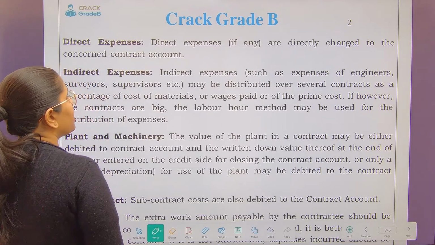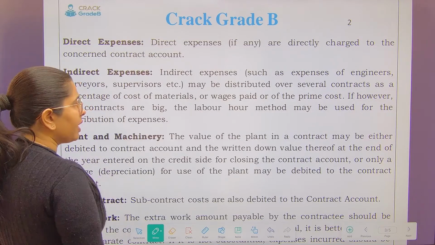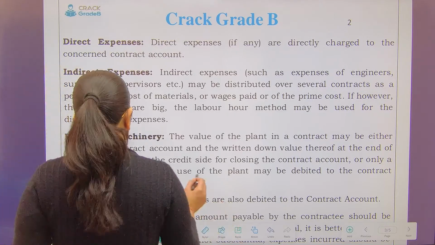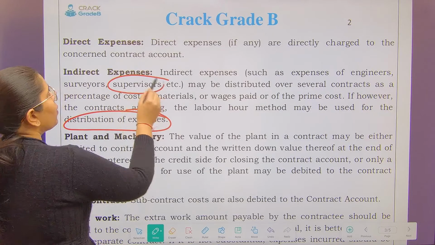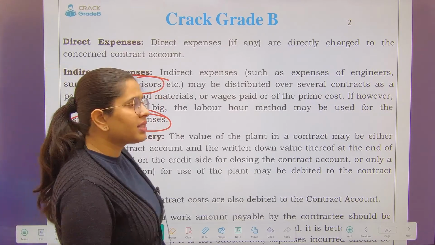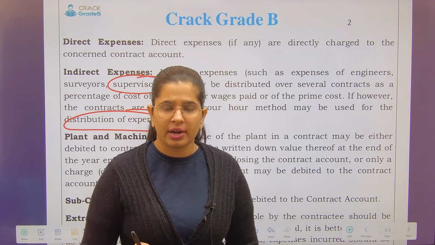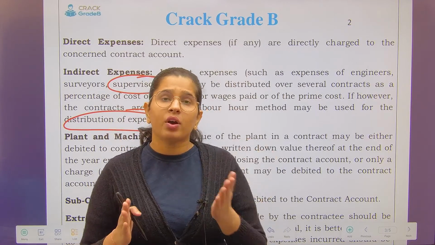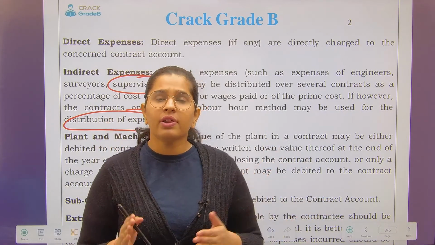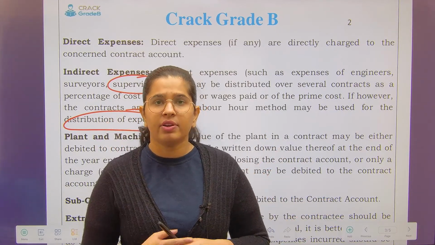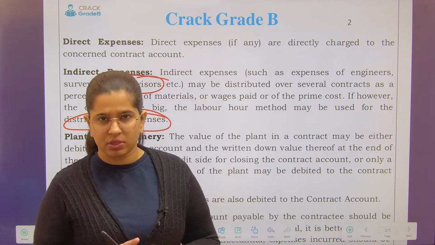Indirect expenses may be distributed over several contracts. If, however, the contract is big, labor hour method may be used for distribution of expenses. Now, like the expenses of supervisors. Supervisors might not be working only just on one contract. He may be working on 3 contracts at the same time. So whatever will be the supervisor's salary will be divided onto these 3 contract accounts, right?